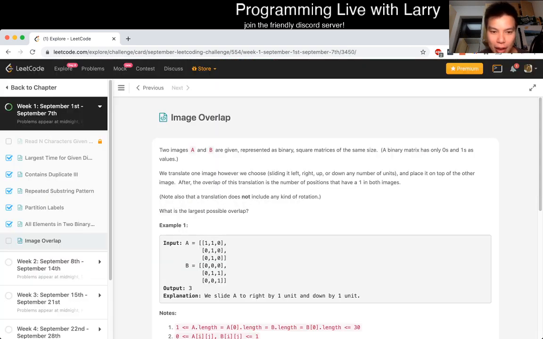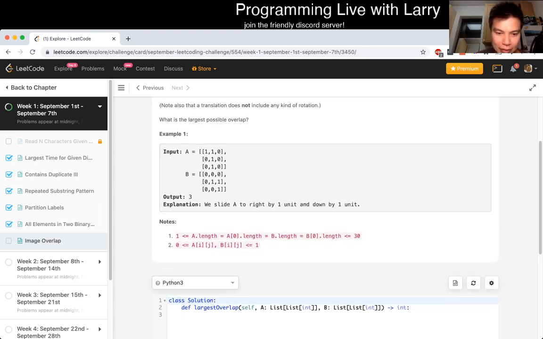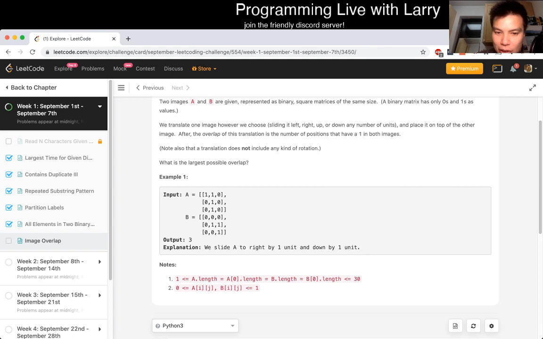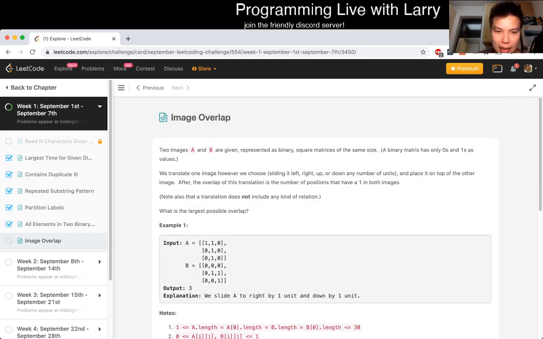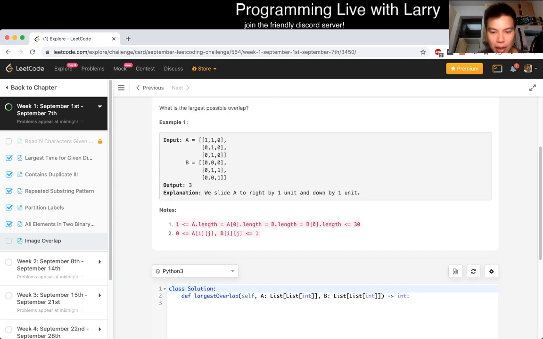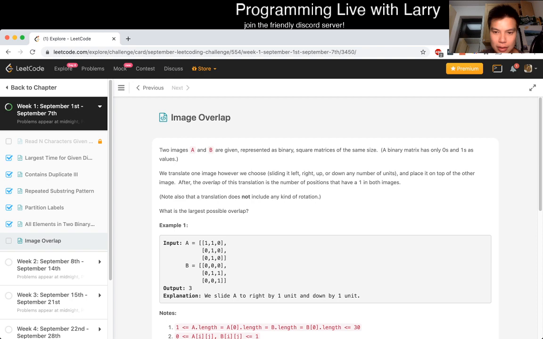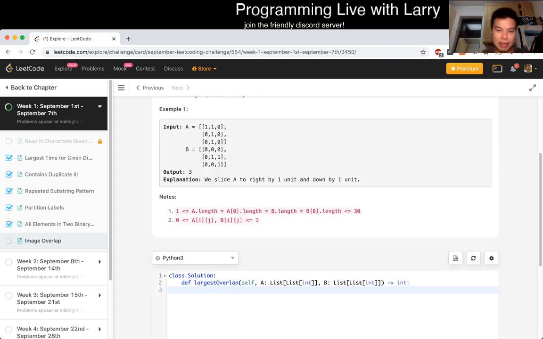Image overlap. I think I did this on a contest or something like that. I think the big thing to notice is that n is equal to 30. So that means that, is there any rotation? Just up, down, left, right? Okay. So you can do brute force, I think, and just slide. Can I move both left, right? How do we choose? Okay. But I think it's just doing that and then returning it.